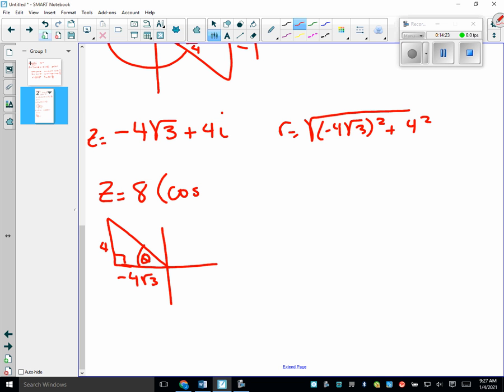Pi over 6. This is pi over 6. This is what? 2 pi over 6. No, that's 5 pi. Yeah, that one. So 5 pi over 6 plus I sine of 5 pi over 6. Right? You good with that?